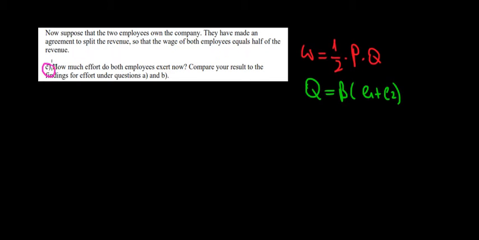Let's have a look at part C in this video. Suppose that the two employees own the company. They made an agreement to split their revenue, so the wage is equal to half of that revenue. How much effort do they put? Compare this to part A and B. So this is the data that we care about.